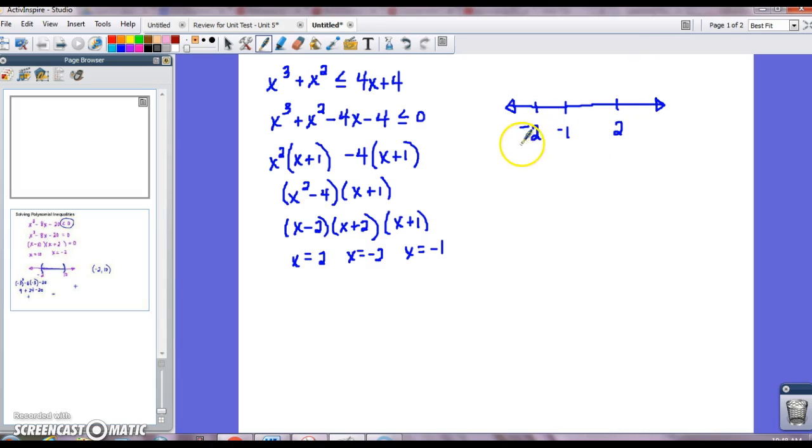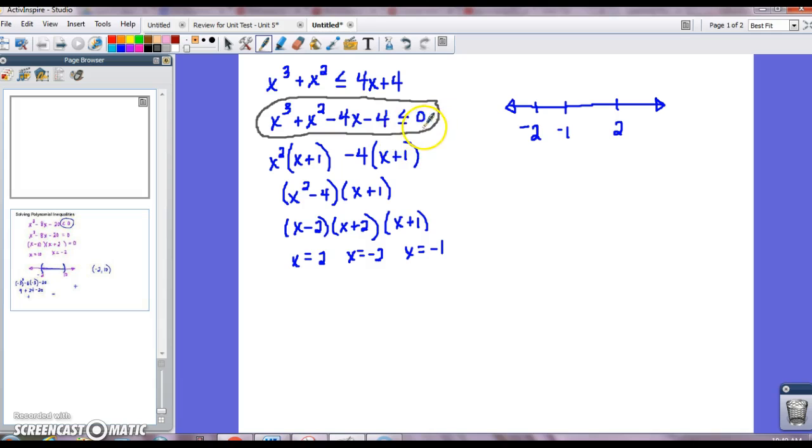So if I were to test, let's try negative 3. It doesn't matter if you test in the original or if you test in the factored form. Personally, I think it's easier to test in this one, and then you can just see if it's positive or negative.